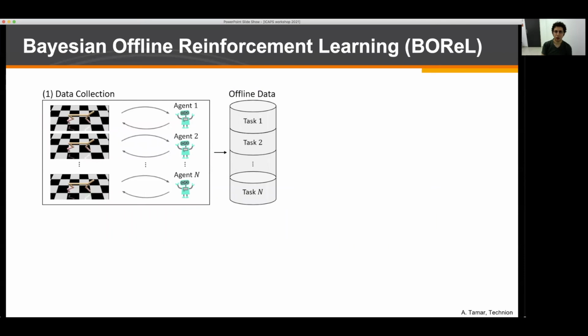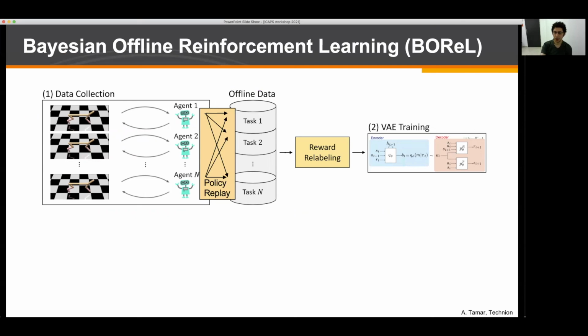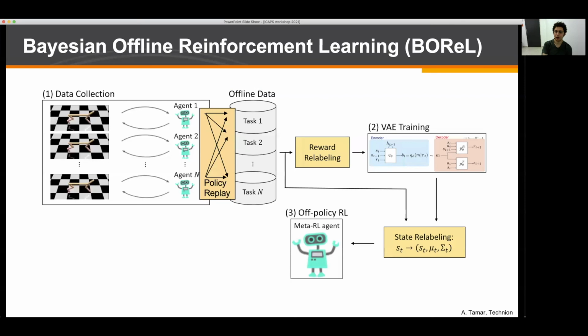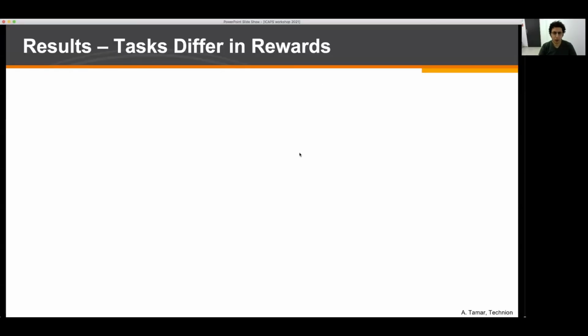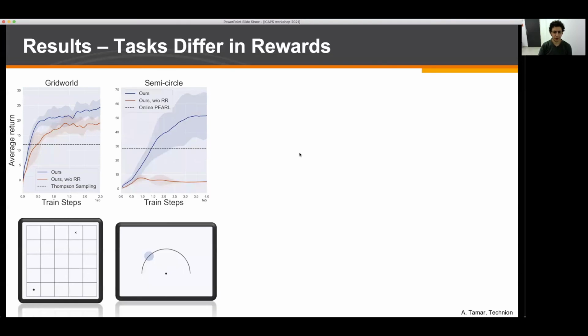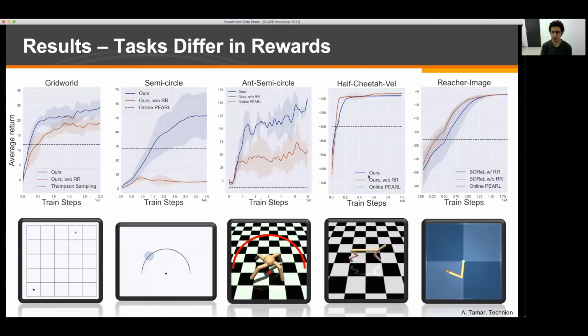So our algorithm that we call BOREL, for Bayesian offline reinforcement learning, takes as input the data, simply applies this policy replay or reward relabeling, then passes this modified data to train a VAE as in VariBAD, and then continues with a standard VariBAD approach. Here are some results. We trained it on different tasks, discrete and continuous and with image inputs. And in all of them, we saw that we significantly outperform the Thompson sampling baseline. And this is because we're actually training a Bayes optimal policy. We also saw that in tasks where the reward was sparse, where MDP ambiguity is a concern, the reward relabeling solutions work much, much better.